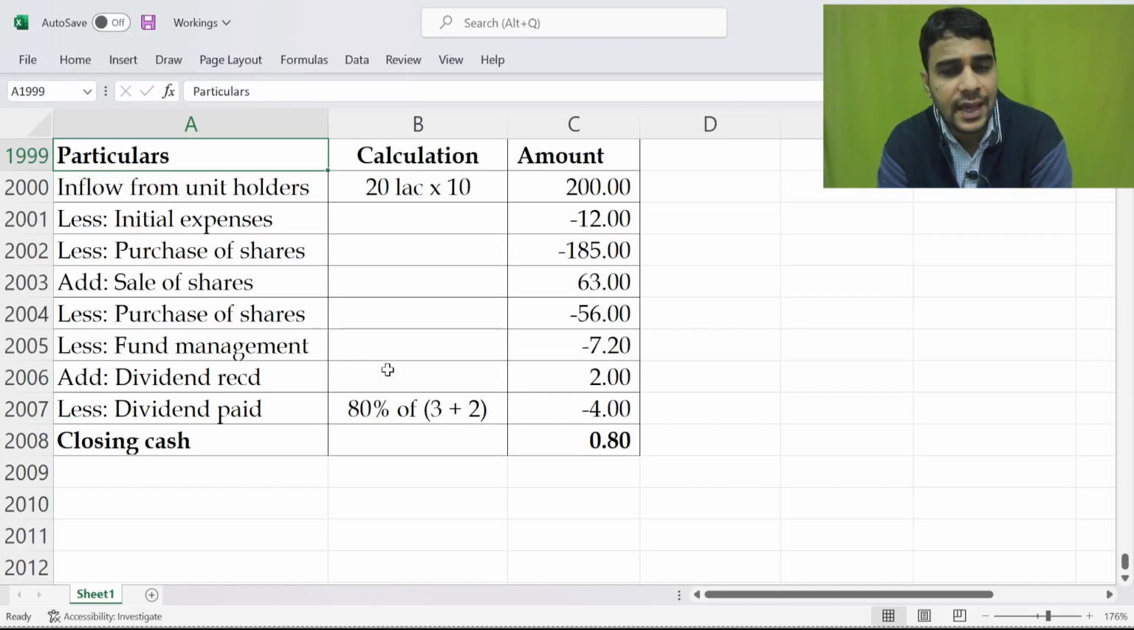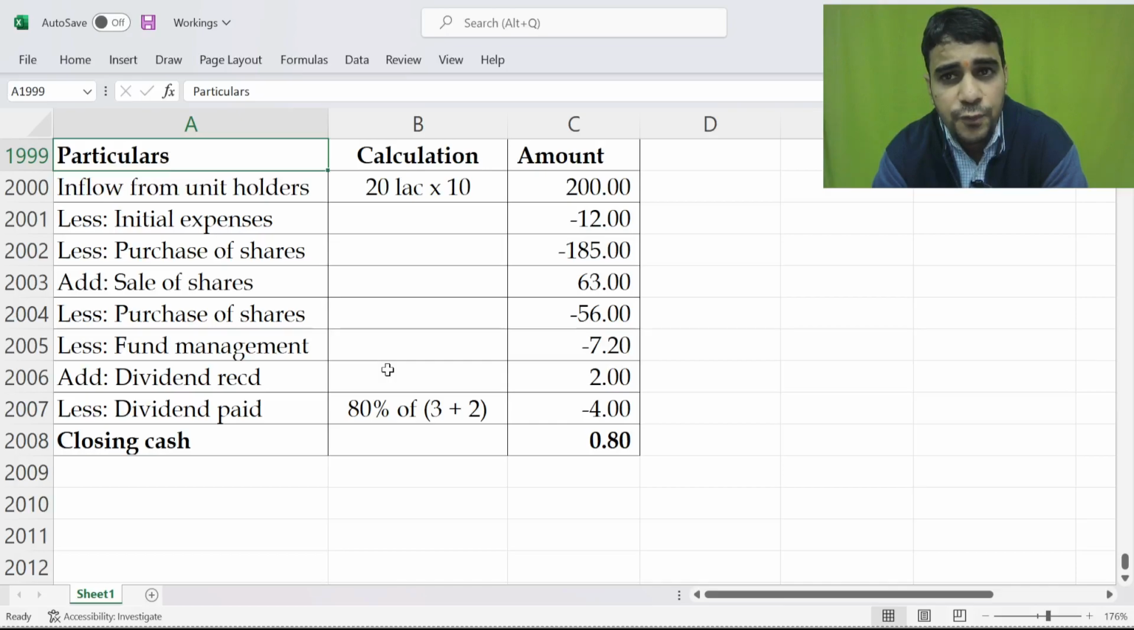Asset side, cash is one. Apart from that, I think the value of investments is there. And on the liability side, fund management expenses payable. Let me know the closing NAV. How much? 9.9.